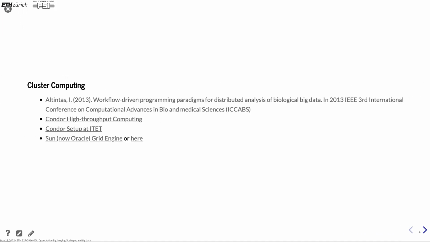Another thing is cluster computing. When a single computer is not sufficient, there are also a lot of methods how to bundle up several computers and let them work together. And there are also available resources here at ETH. One of them is called Condor. And this is the available resources and how to work with it.